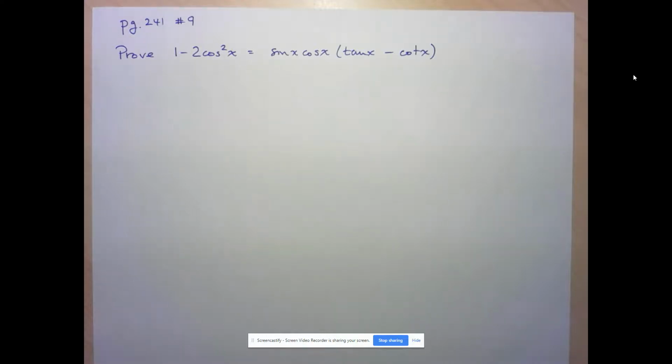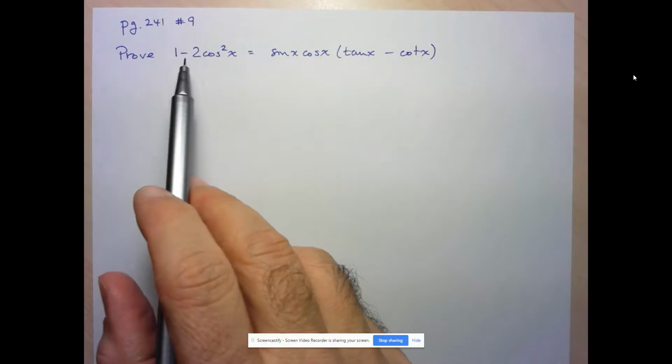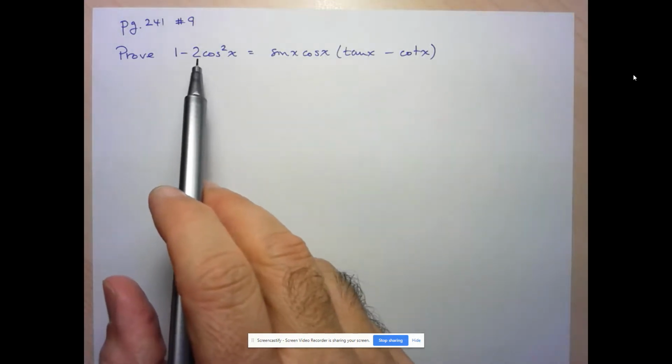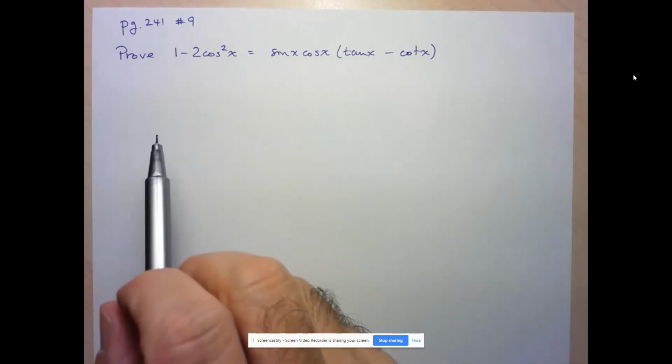Hi folks, we're going to take a look at number 9 from page 241. They're asking us to prove this identity. Even before I start, I notice that this looks a lot like the cosine 2x identity. It looks like the expressions are just switched around.